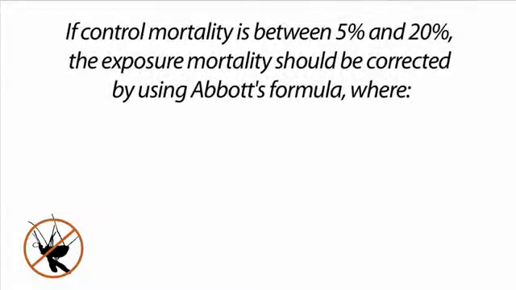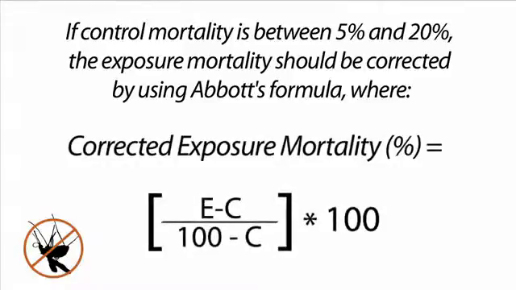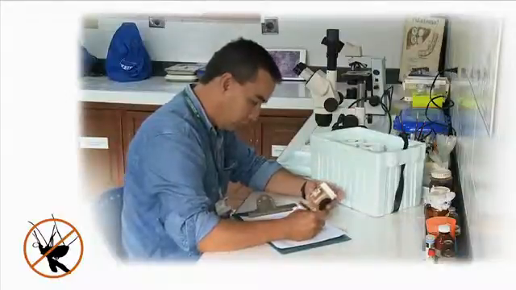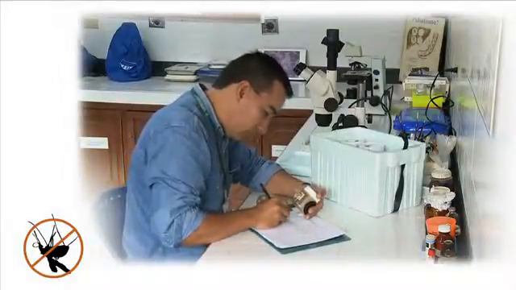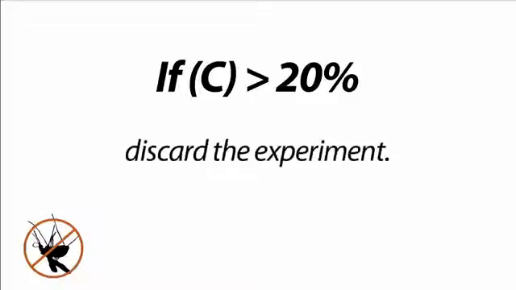If control mortality is between 5% and 20%, the exposure mortality should be corrected by using Abbott's formula, where corrected exposure mortality equals (E minus C) divided by (100 minus C), multiplied by 100. When you have corrected for mortality, record the corrected mortality rates in the data collection form. If control mortality is greater than 20%, the experiment should be discarded.